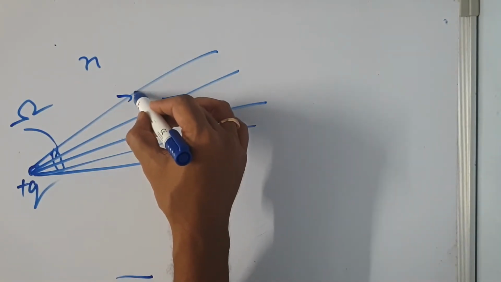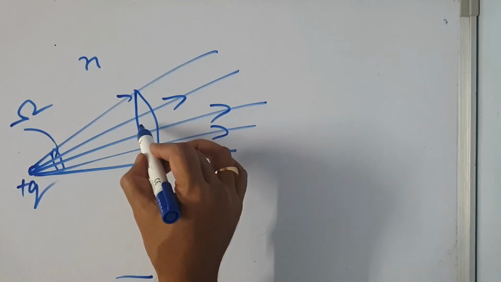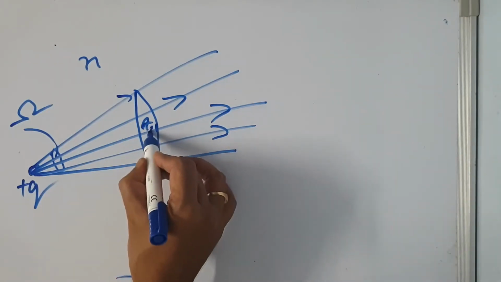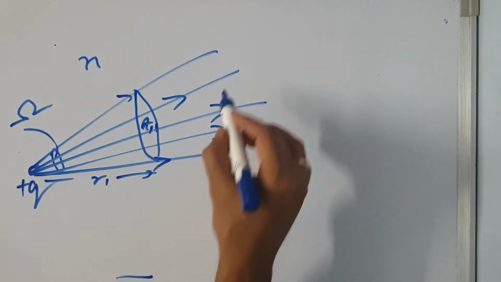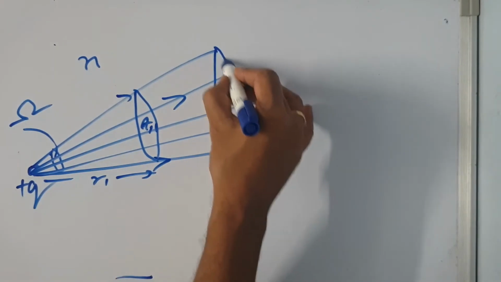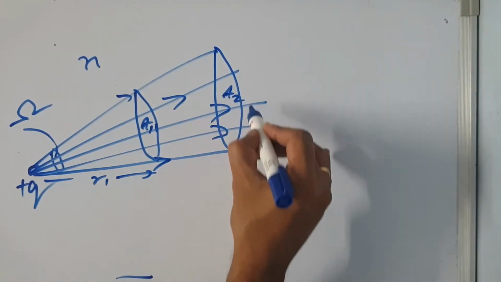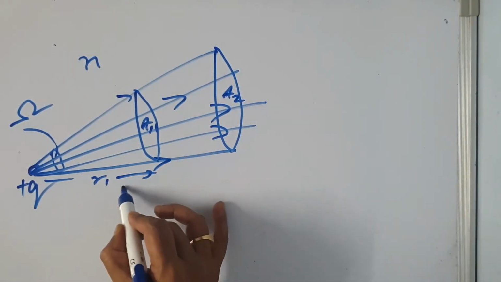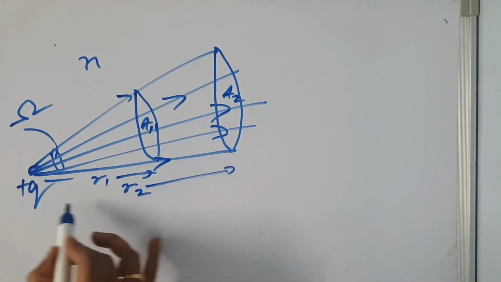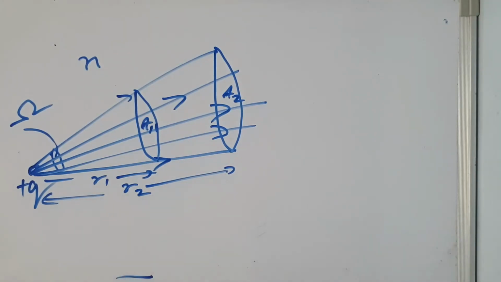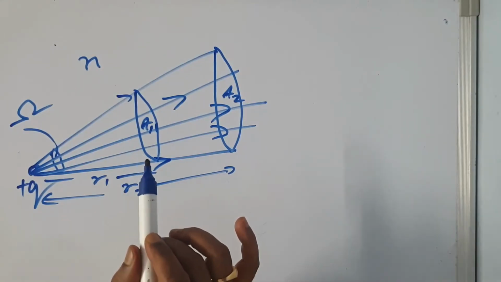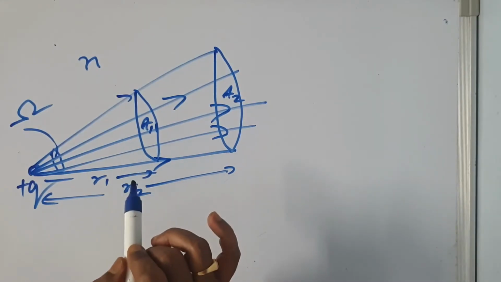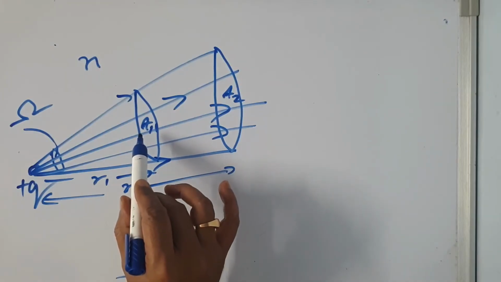Let me take a surface here, A1, at a distance R1 from the point charge. A little behind I am taking another surface A2, with surface area A2 at a distance R2 from the point charge. Now what I was trying to explain is that the number of field lines passing perpendicular through unit area gives you the intensity of electric field.